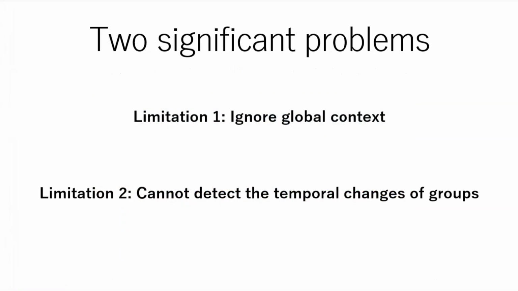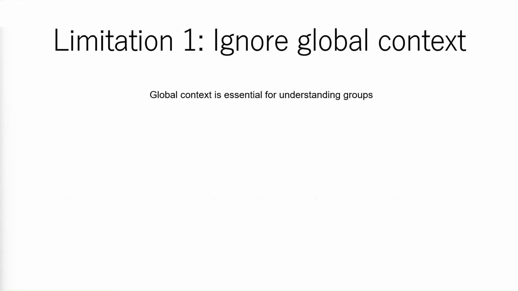However, existing methods for group detection have two significant problems. The first problem is that existing methods often fail to understand the global context of a scene. They tend to focus only on local appearance features, like the bounding boxes of individual people. But global context is essential for understanding groups.